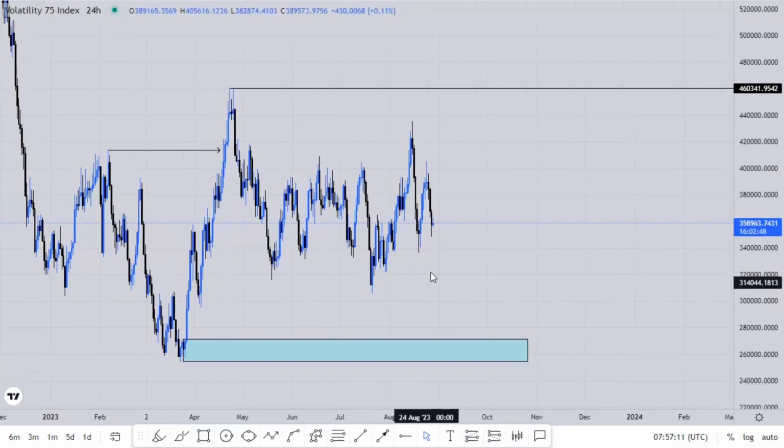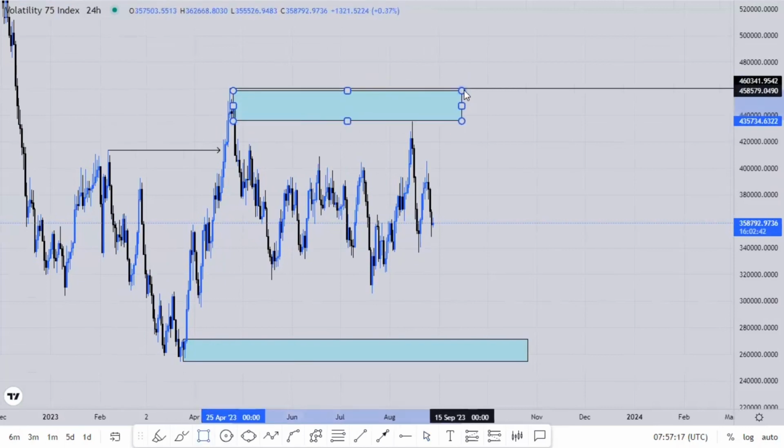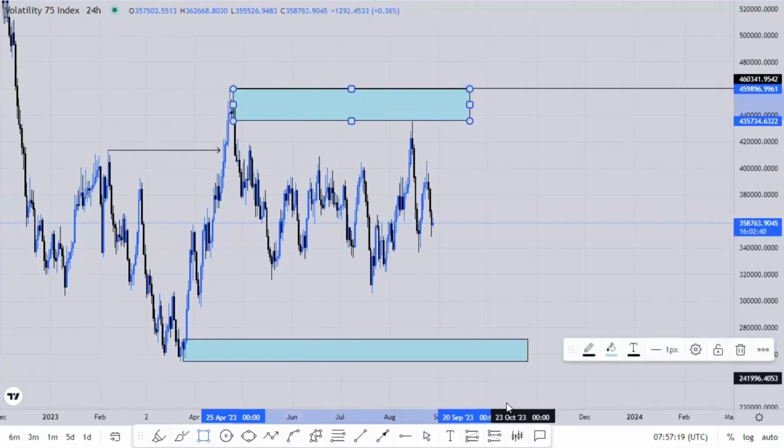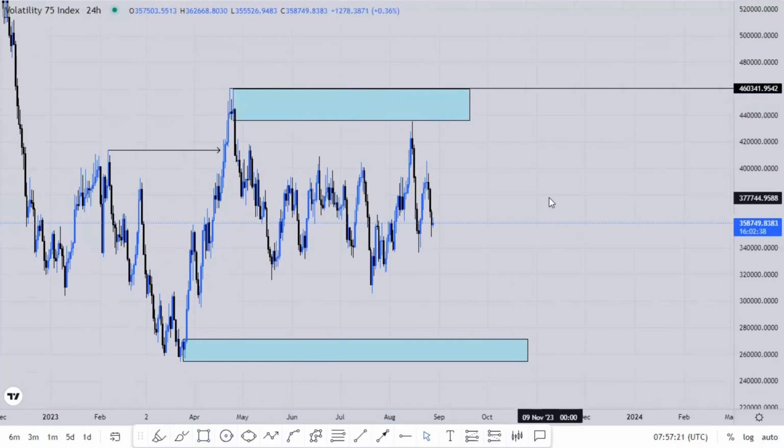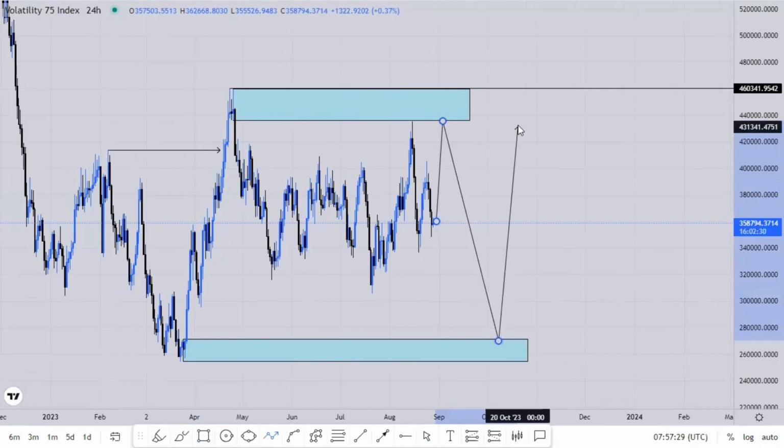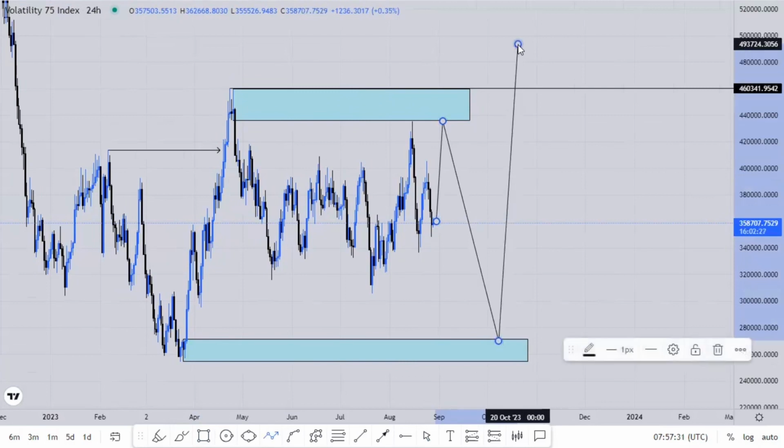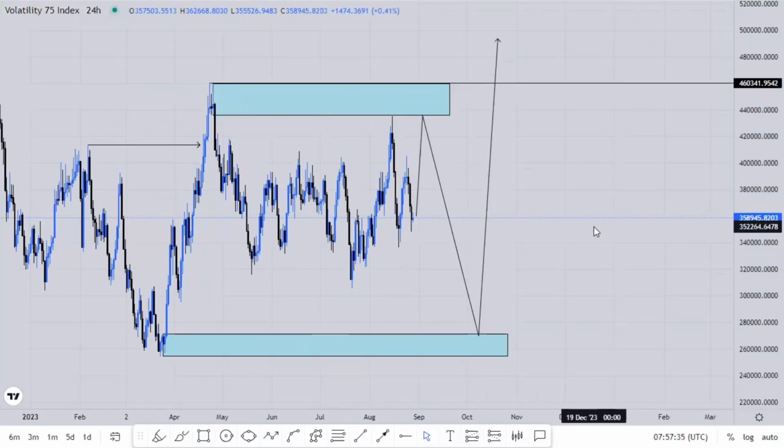Another thing now, you can see that there's a supply here, an untapped supply. It came, didn't touch it. The market may decide to come and take it out before coming all the way down, something like this, right? This can actually happen. So this is one probable scenario that we'll be looking at.